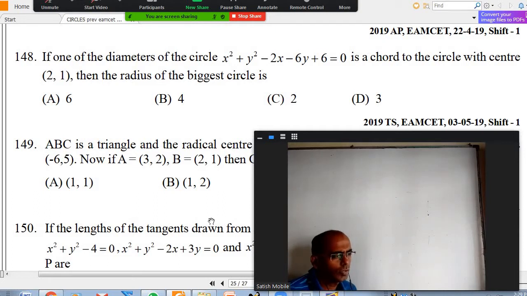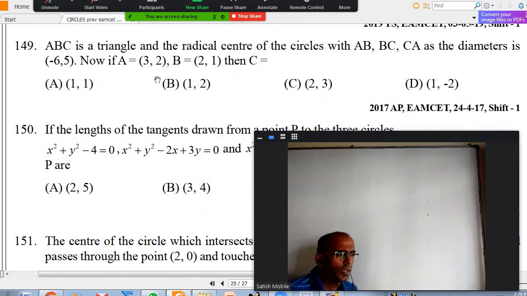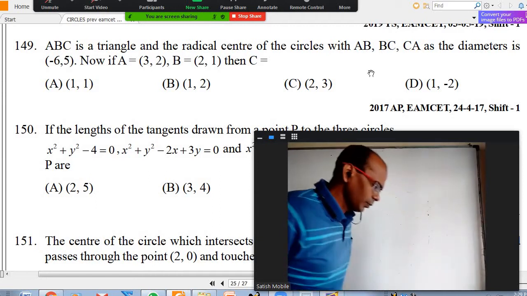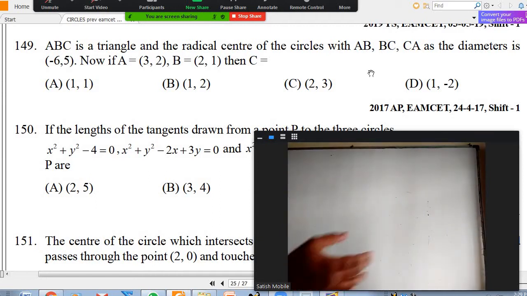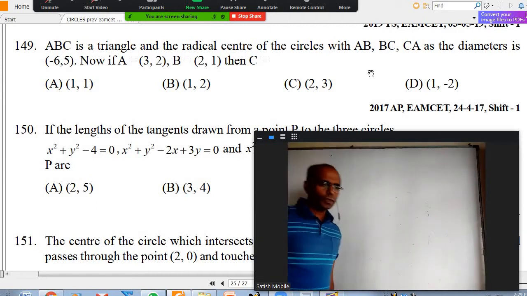Okay, up to 149. Anybody any doubt? 149. ABC is a triangle, the radical center of the circles with AB, BC as diameters. So that is the orthocenter. Yeah. Maybe I did not discuss it in the class explicitly. It did not come up as a question, maybe, but I can tell it as a general theory that when you take three circles, it will have a radical center. But that will be what? Is it the incenter of the triangle with centers as vertices, or orthocenter, or circumcenter?